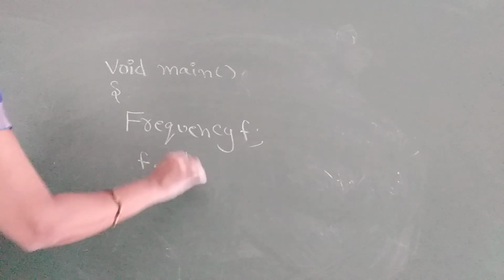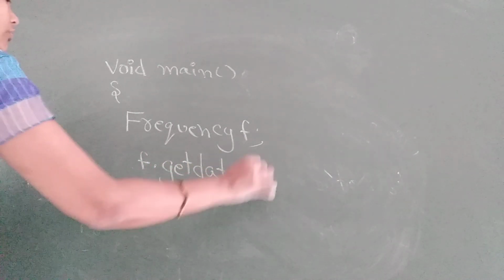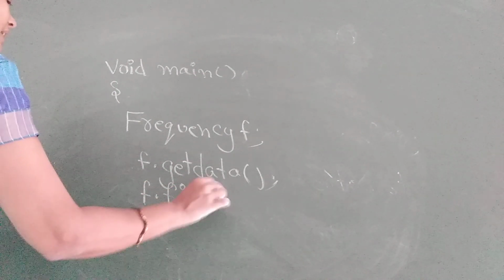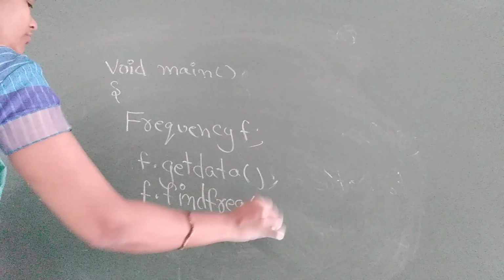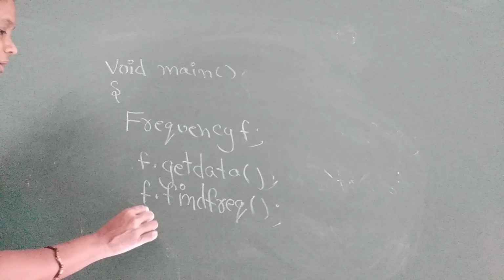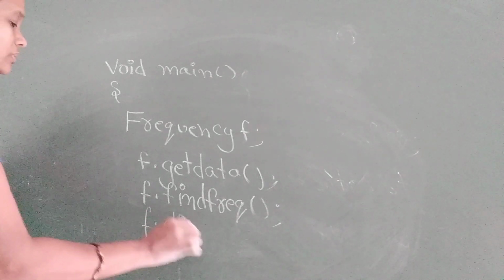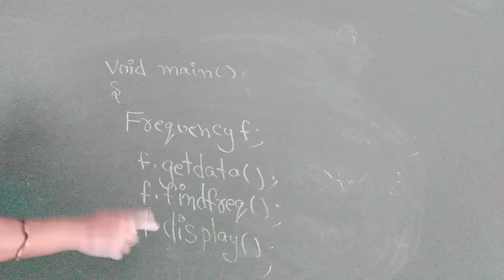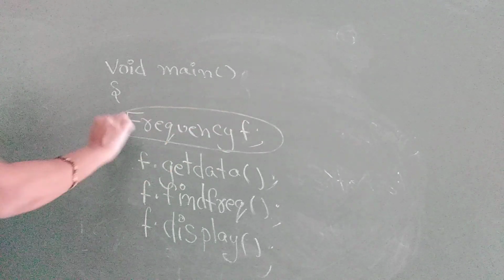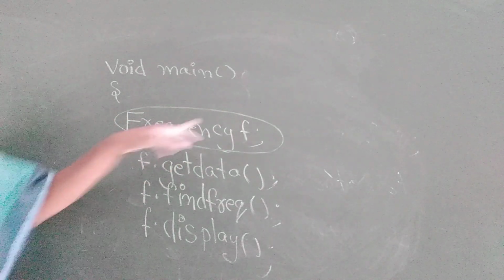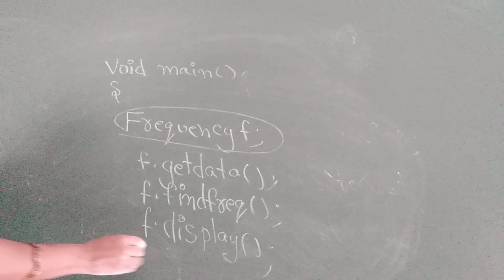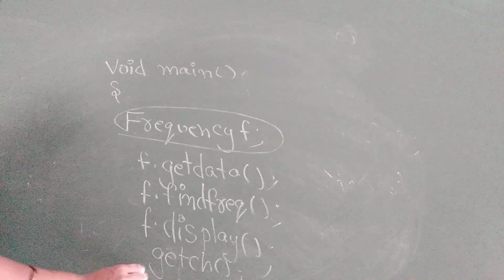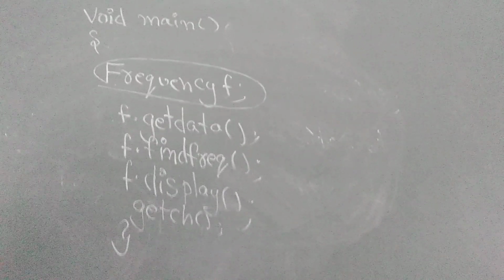F dot get data of. F dot find frequency of. F dot display of. These are functions, no? This is called object creation. In the 7th chapter I told you: class name, object name, semicolon. Now get CH. Without get CH, the program will not execute, students. Without get CH, the program will not execute.